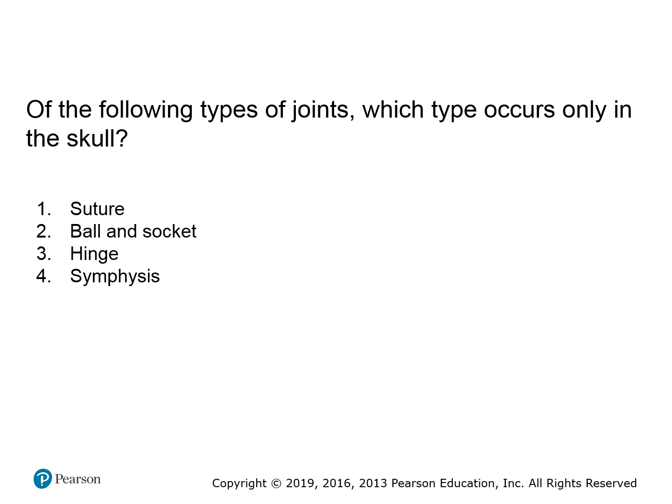Okay, just a few more. Of the following types of joints, which type occurs only in the skull? Is it number 1, suture, number 2, ball and socket, number 3, hinge, or number 4, symphysis?